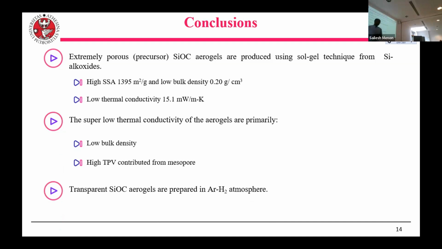Previously, in our group, they synthesized a transparent SiOC aerogel using a 100% hydrogen atmosphere. Normally, we sent the sample to Japan, where it was pyrolyzed in pure hydrogen atmosphere. But this time, by managing the heating rate, the soaking time, and also the thickness of the sample, we are able to have a transparent SiOC aerogel in the argon-hydrogen atmosphere. Normally, when we say hydrogen atmosphere, the volume percent may be around 4 or 5%.